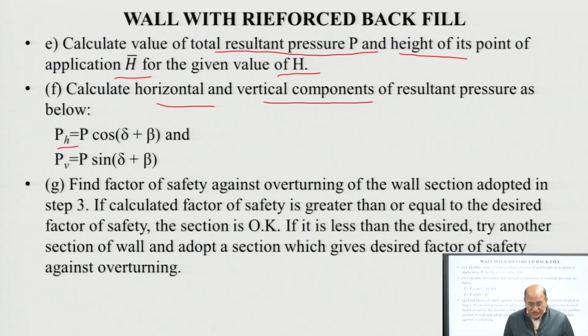The next will be G, find factor of safety against the overturning of the wall section adopted in step 3. If the calculated factor of safety is greater than or equal to the desired factor of safety, the section is OK. If it is less than the desired, try another section of wall and adopt a section which gives the desired factor of safety against the overturning.